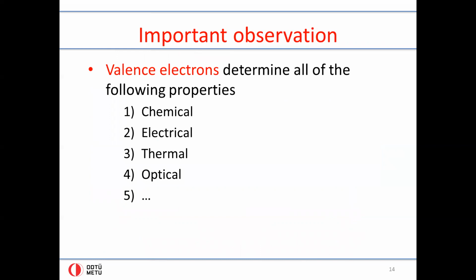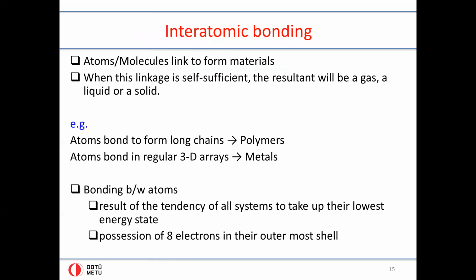So then, another important observation is that the valence electrons determine not only your willingness to bond and become stable, but they determine all of your properties once you bond, such as your chemical, electrical, thermal, optical, etc. properties.